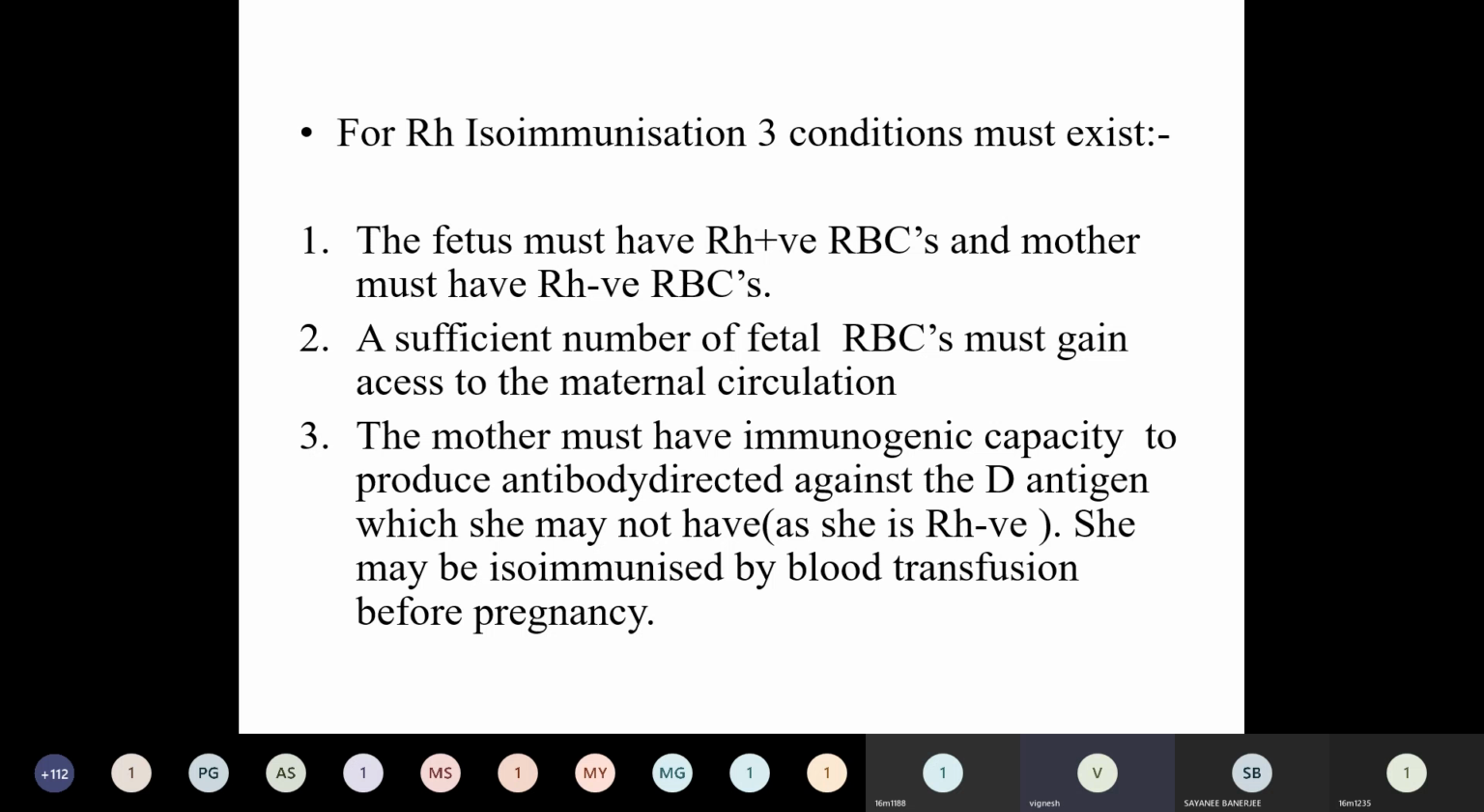So the three important conditions are: the fetus must have Rh positive RBCs, and a sufficient number of these must gain entry into the maternal circulation, and three, the mother must have the immunogenic capacity to produce antibodies against this crossed over antigen from the fetus. Sometimes she may also be immunized by the transfusion of Rh positive cells before pregnancy.